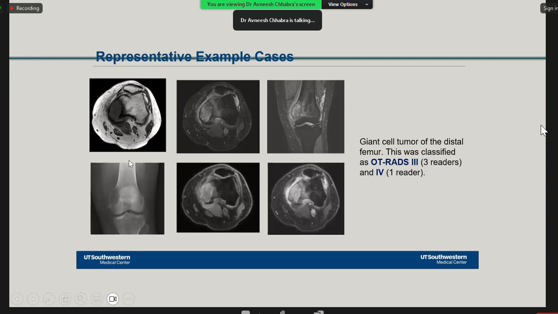So these are some examples. So there's a classic one. You have in the distal femur an eccentric lesion, and in this, there's extensive enhancement also, very lucent, no sclerosis at all, no periosteal reaction. So this will be a giant cell tumor, and this will be OT-RADS 3, and then one reader thought it's 4. That's fine.